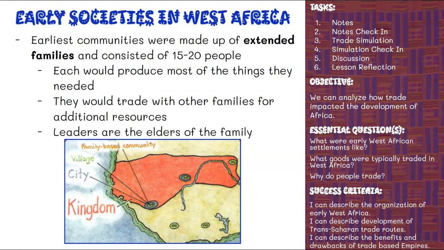The leaders of these communities would be the elders of the family. So that could be the grandparents or maybe the great uncles or great aunts. Whoever is the oldest would be in charge.